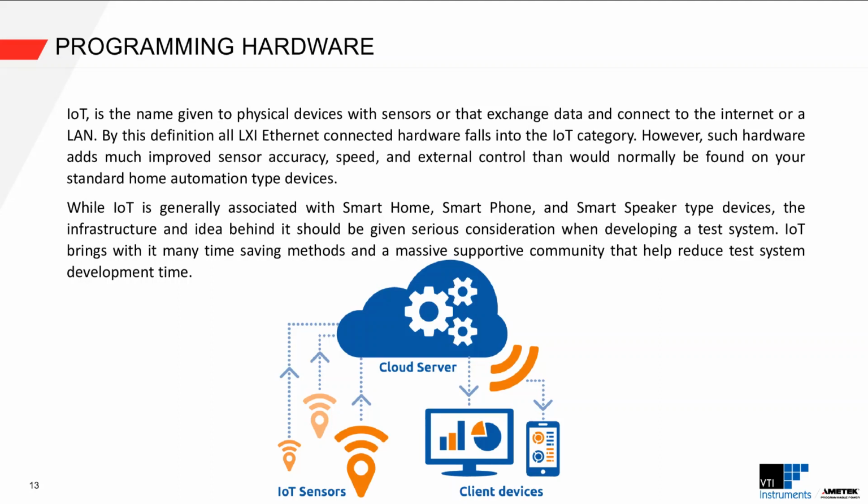And while IoT is generally associated with smart home, smartphone, smart speaker type devices, the infrastructure and the idea behind it is very strong, and it really should be given some serious consideration when developing a test system for an industrial application. IoT brings with it many time-saving methods and a massive support community that help reduce test system development time. And that's the key. It is a time saver, and it's going to make it easier to develop test systems.